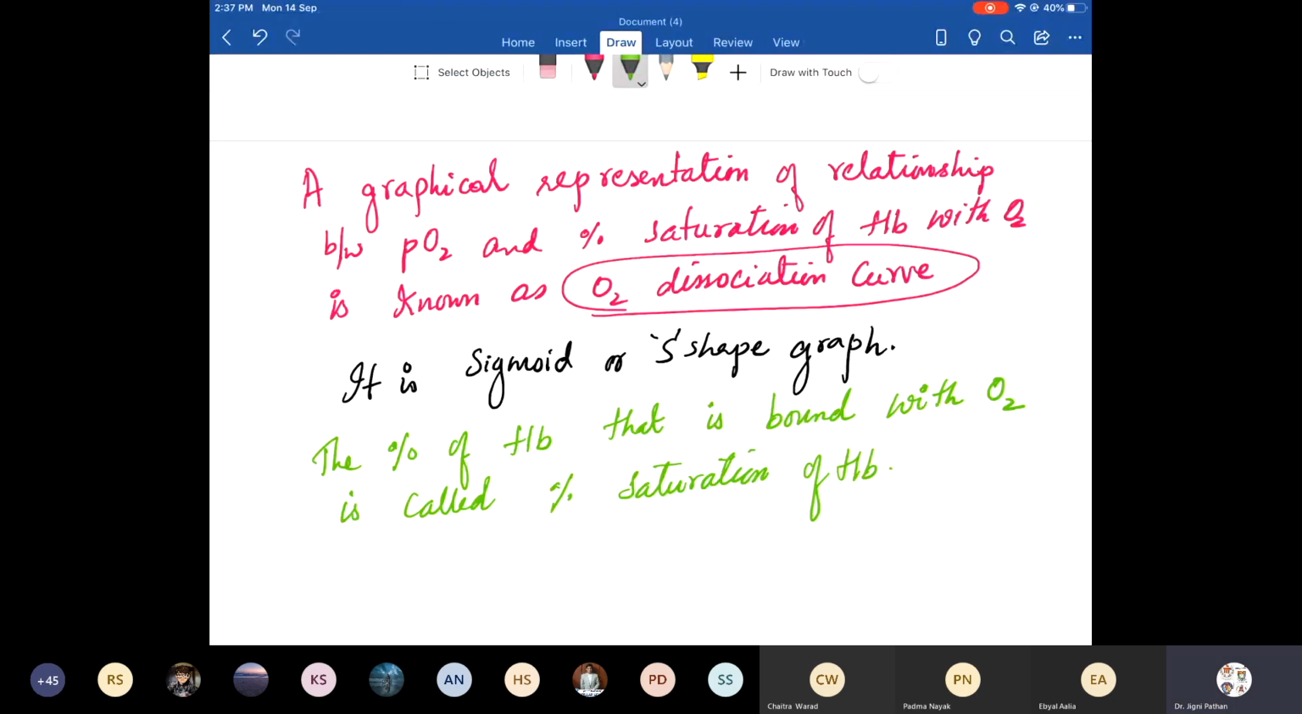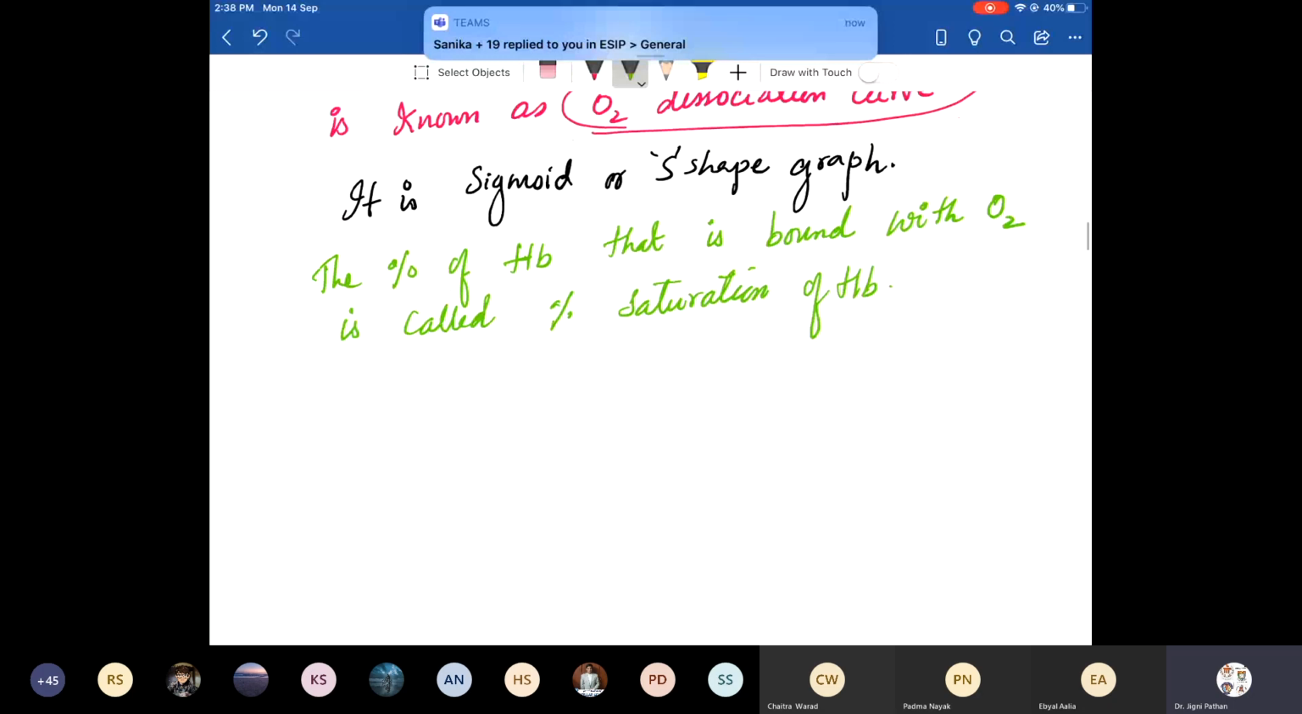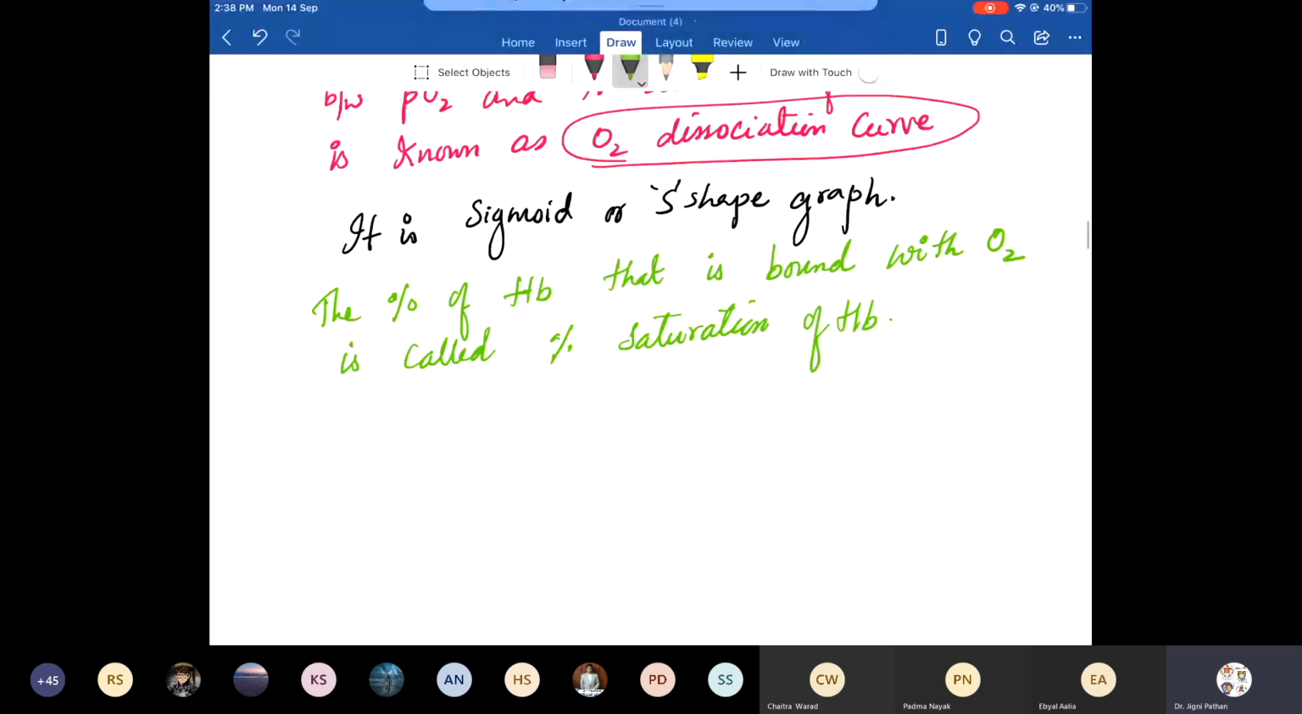Abayal, you cannot see the slide. It is a sigmoid or S-shaped graph. The percentage of hemoglobin that is bound with oxygen is called percentage saturation of hemoglobin. I think Sanika, I have shared the screen for you. You can have a look.